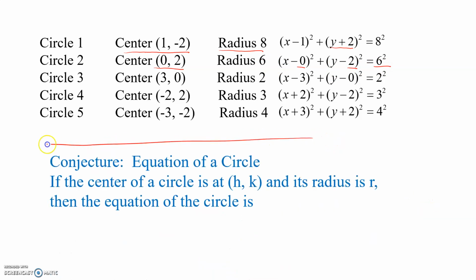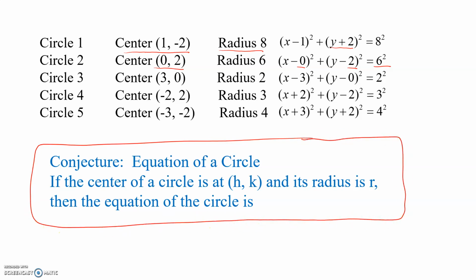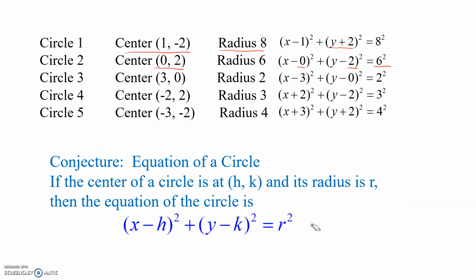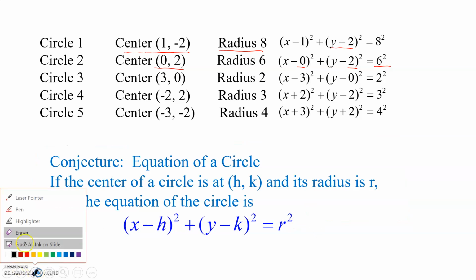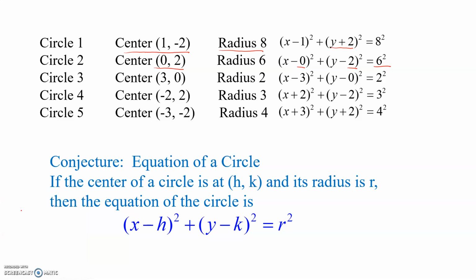So this is the conjecture for the conjecture list. The equation of a circle: if the center is at H, K and the radius is r, then the equation of the circle is, whoops, I went through there, I wasn't thinking, didn't look ahead, do an eraser, there you go. So that is the equation of a circle conjecture. You can put that on your conjecture list.